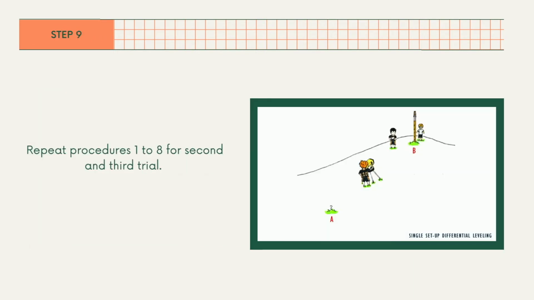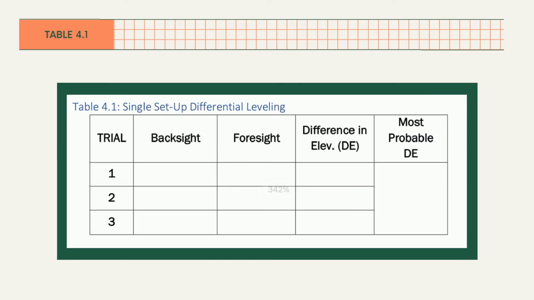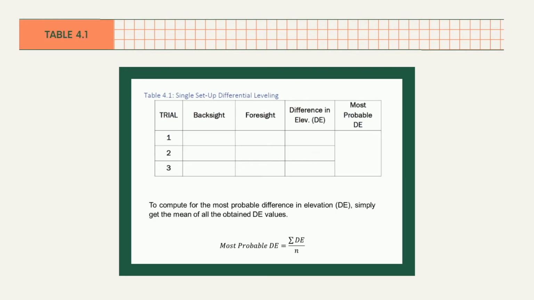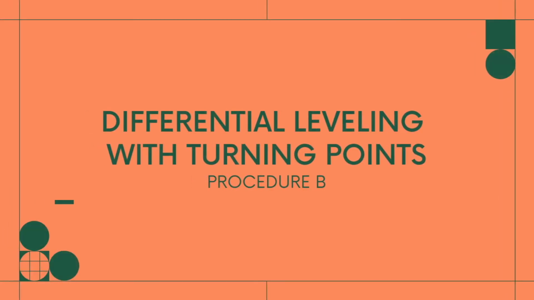Repeat procedures 1 to 8 for second and third trial. Now, you can tabulate the data in Table 4.1, Single Setup Differential Leveling. The difference in elevation from the backsight station to the foresight station is determined by subtracting the foresight rod reading from the backsight rod reading. To compute the most probable difference in elevation or most probable DE, simply get the mean of all the obtained DE values. For the second part, we will use turning points and benchmarks.